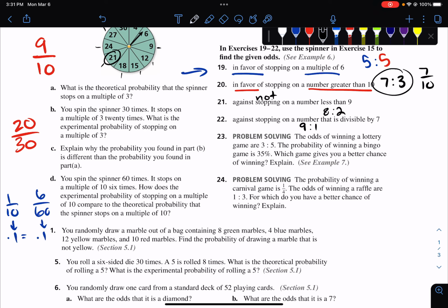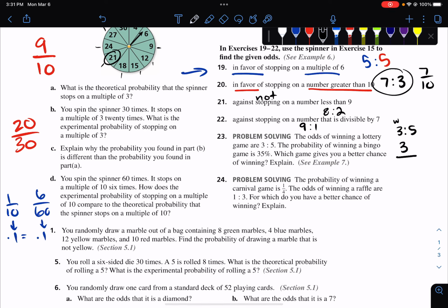The odds of winning a lottery game are 3 to 5. The probability of winning a bingo game is 35%, which gives you a better chance. It's hard to answer that question when one is written as odds and the other is written as a percent. So the one that's written as an odds of 3 to 5, that means the odds of winning are 3 out of, if I want to write this as a probability, I can't put 5 on the bottom because I have to put the total number of possibilities on the bottom.